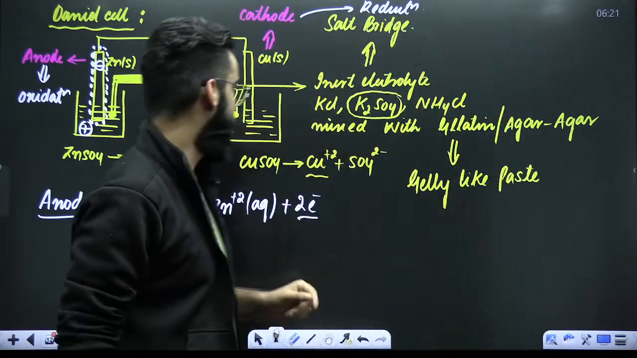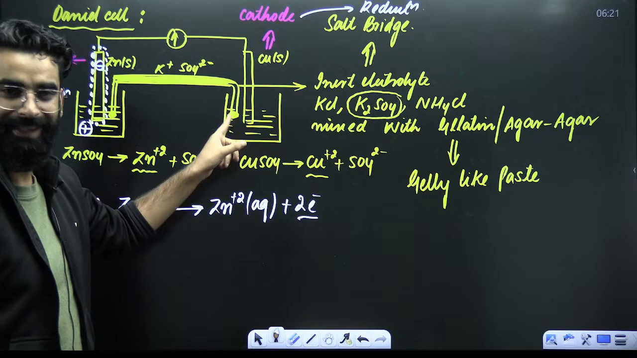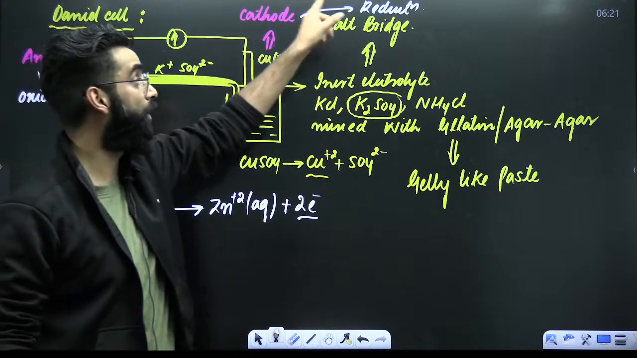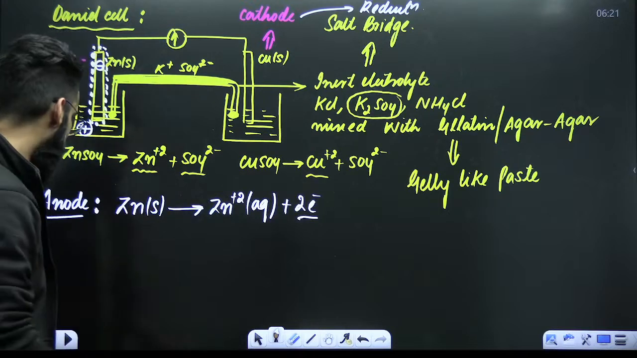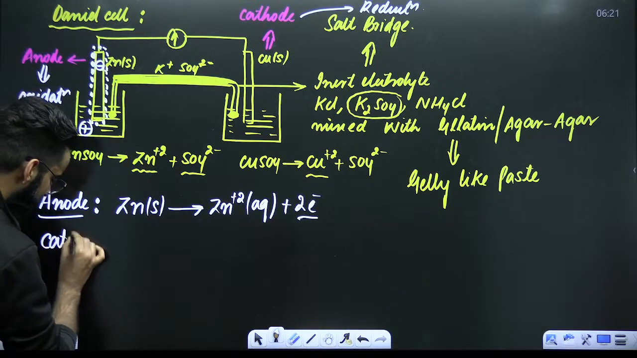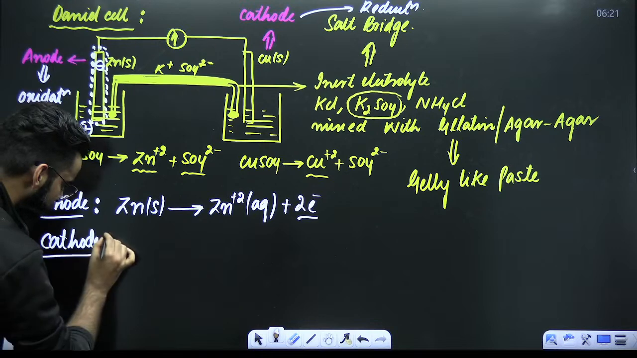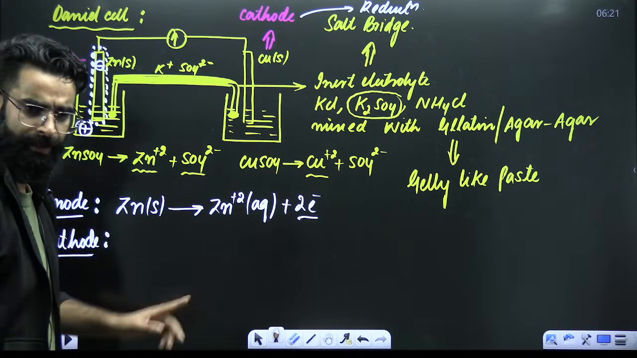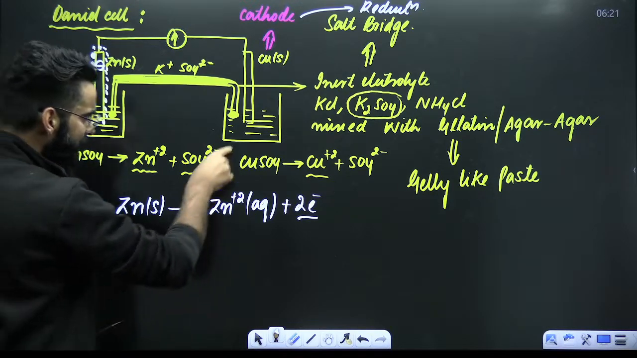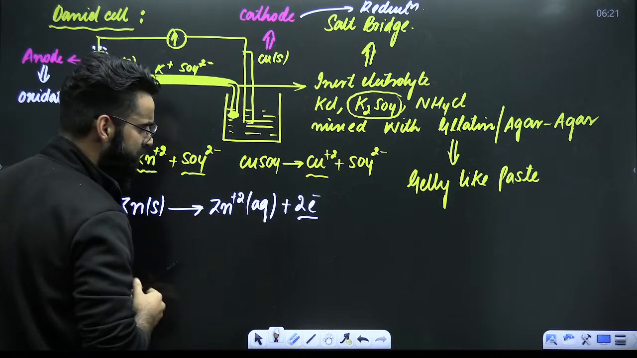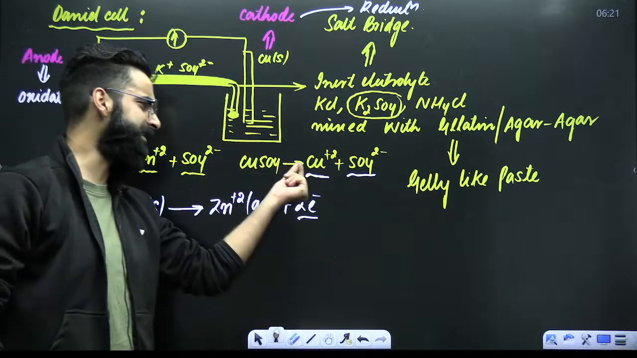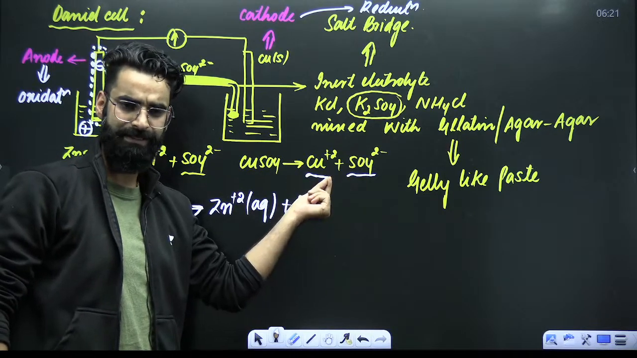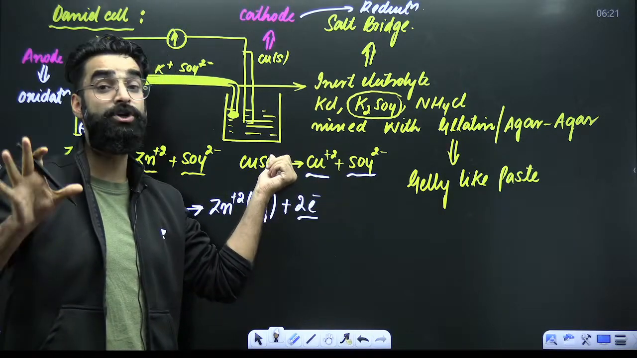Now, at the same time, this copper electrode is going to behave like the cathode. And at cathode, what happens? At cathode, reduction takes place. Reduction means gain of electrons. Now try to understand. This particular solution contains two types of ions: copper dipositive and SO4 dinegative. And it contains an equal number of cations and anions. So this solution was electrically neutral in the beginning.